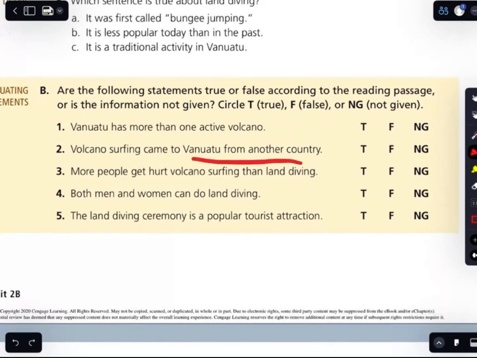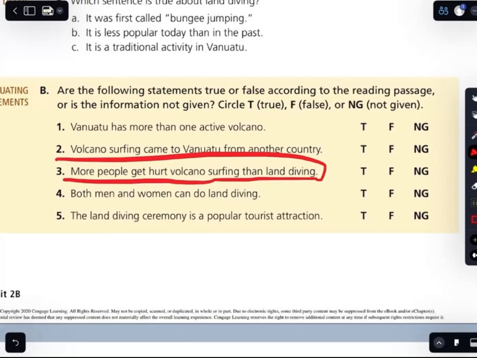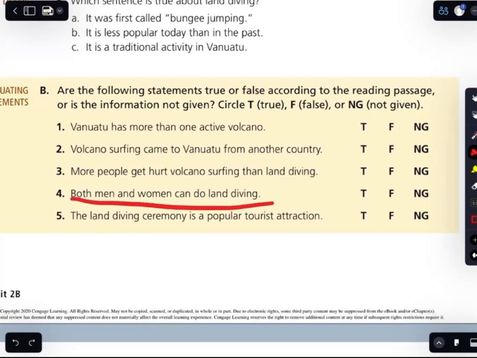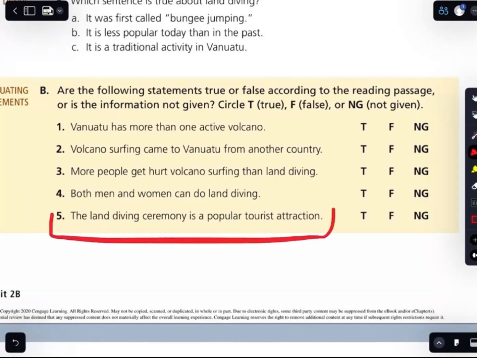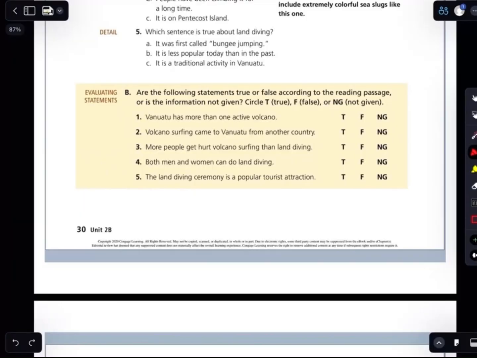Volcano surfing came to Vanuatu from another country. Okay, so did they say that it came from another country? Did they say that it originated in Vanuatu? Or did they not even talk about where it came from? You have to ask yourself that. More people get hurt volcano surfing than land diving. Did they even talk about that? I don't know. Both men and women can do land diving. Is that true? Or is that false? Or do we not know? The land diving ceremony is a popular tourist attraction.